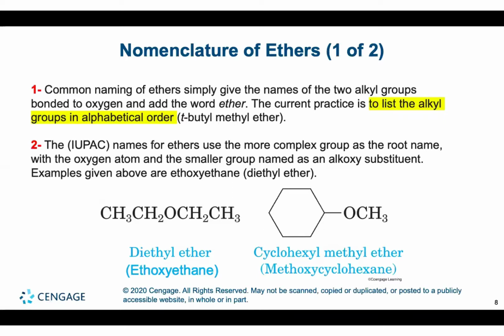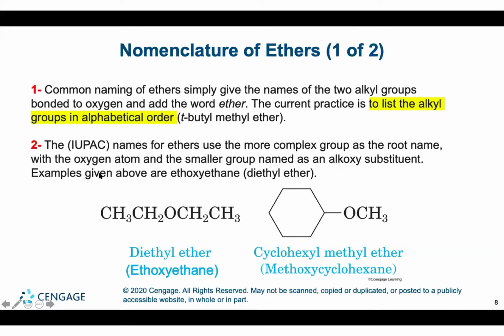In the bottom one, first, I want to tell you the common naming. As I said, we have two alkyl groups on both sides of oxygen, right? And we just name the two alkyl groups, but we should write them down based on alphabetical order. Here we have two ethyl groups on the two sides. So it's going to be diethyl, and we should end with ether in the common naming. So it's going to be diethyl ether.